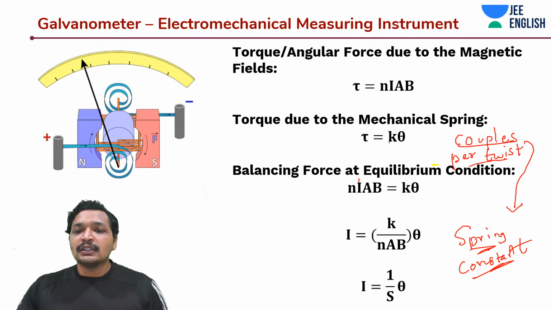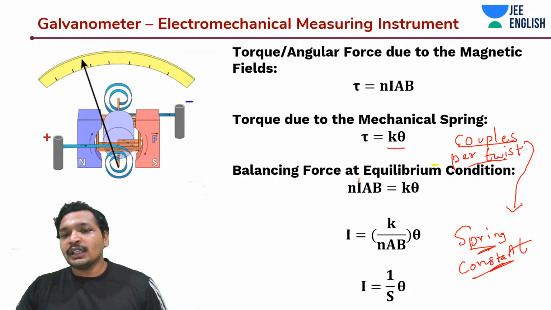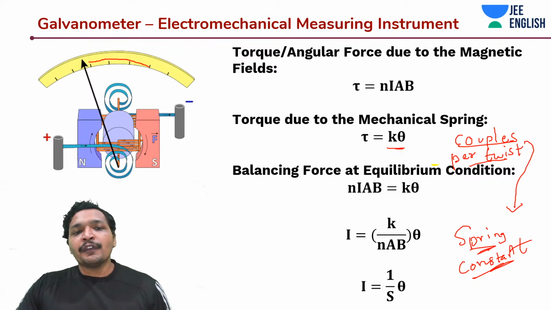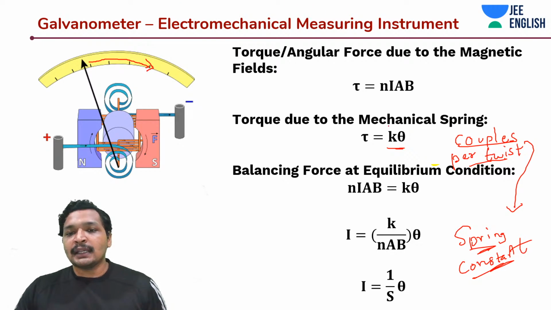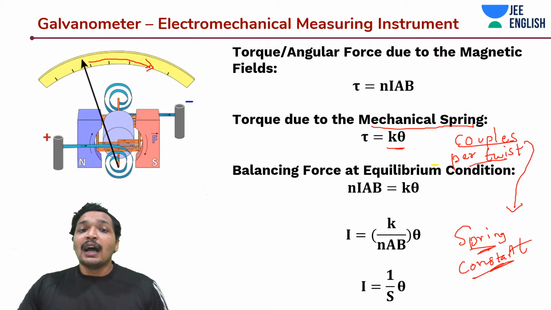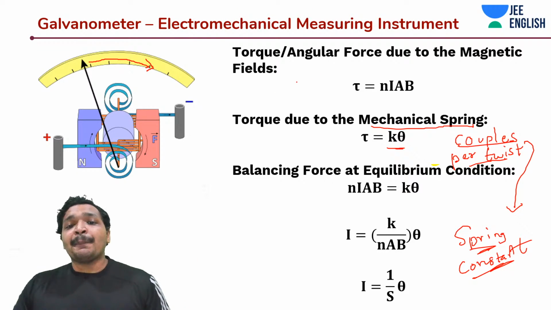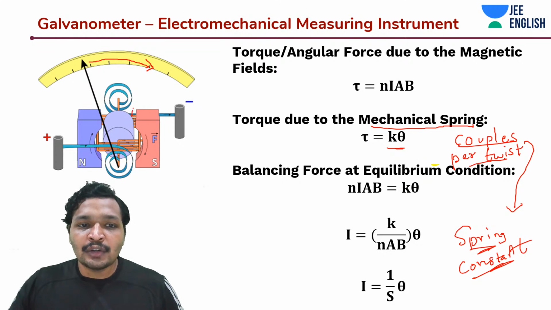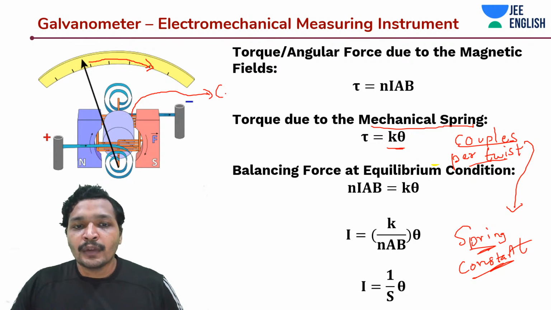And what would that be? That would be K into theta, depending on the angle of deflection. The more the angle of deflection, the more the mechanical spring torque. And more deflection means there was a large current flowing through this galvanometer coil. The coil is this one over here. Do remember, this is the coil.